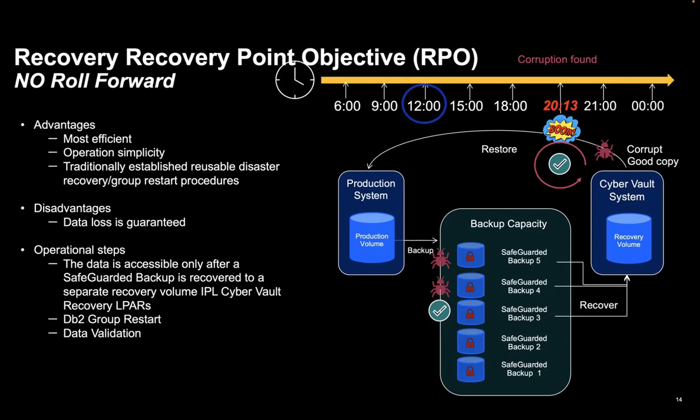And so again, the operational steps behind this is copy the DASD volumes over and do a group restart and data validation. What also is interesting is you don't have to be perfect. And why do I say you don't have to be perfect? If you look at this picture, you can say, you know what? Maybe you didn't know that the corruption was found at 2013.